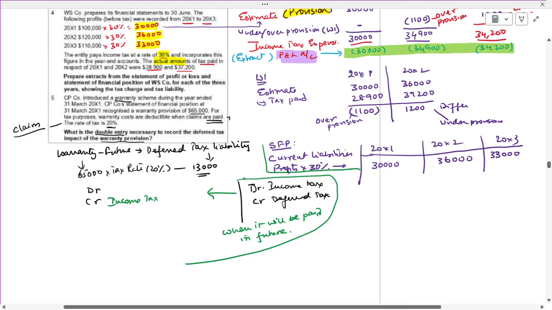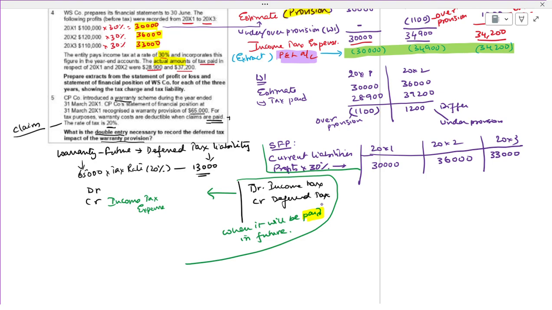If this is the first time you are doing this, it's a liability account. Income tax expense. This is the original amount when it is going to be paid. When it is going to be paid, we have to write debit income tax expenses and credit deferred tax. Okay. Now again I will say this.